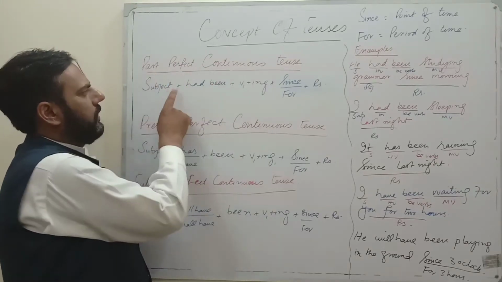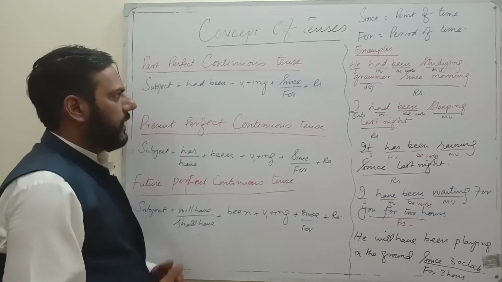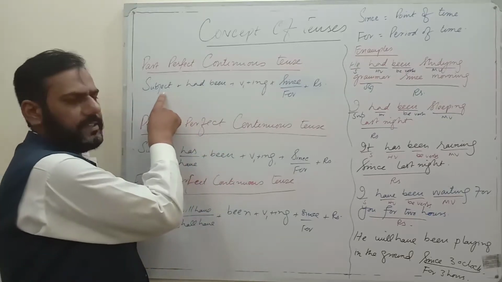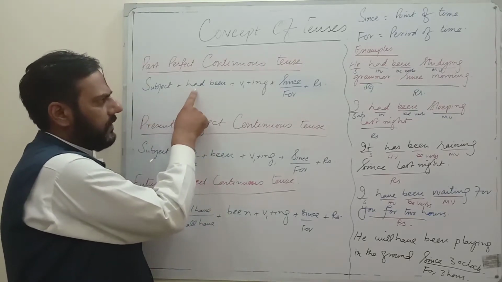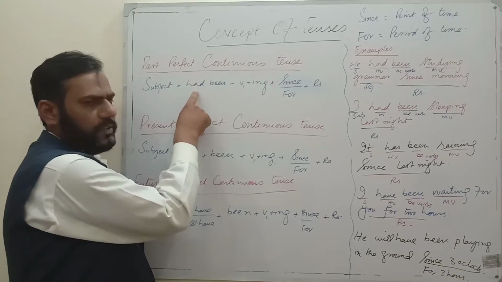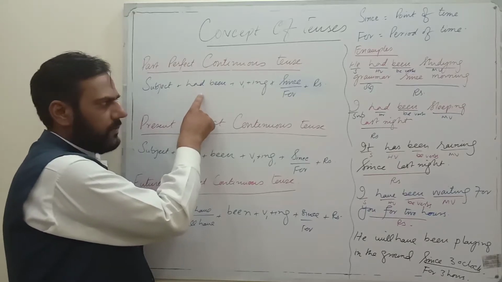So, past. I have told you that past can be identified by looking at the helping verb. Now here the sentence subject plus had. Had is a helping verb and it is used for the past. Look at the board, had. Had actually is used for the past.